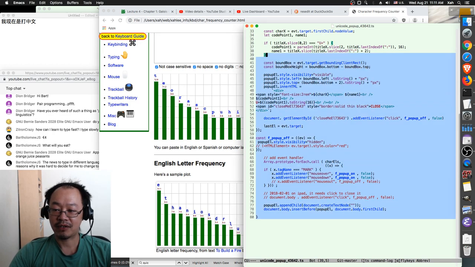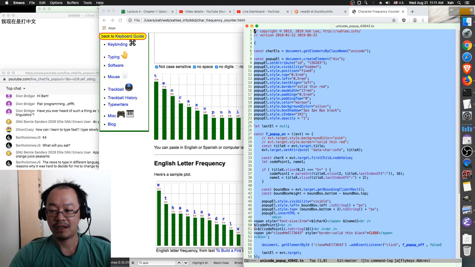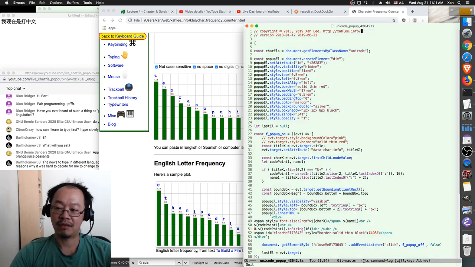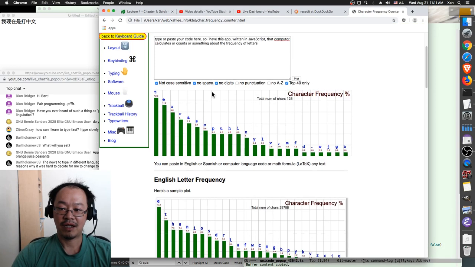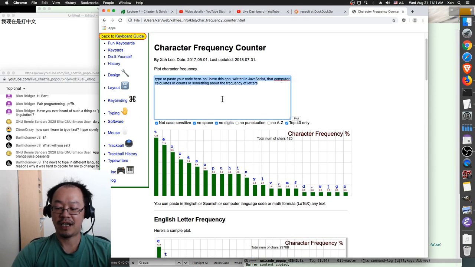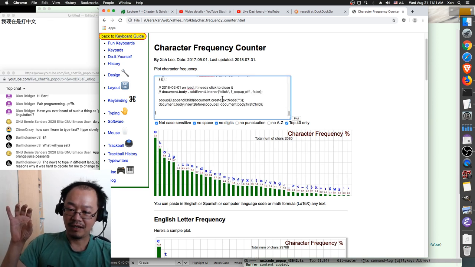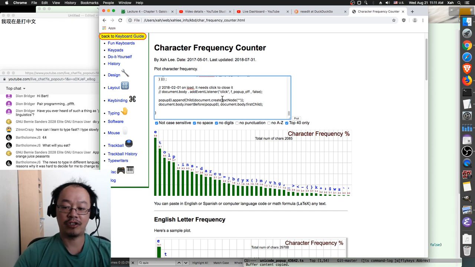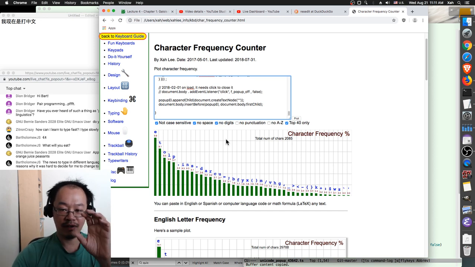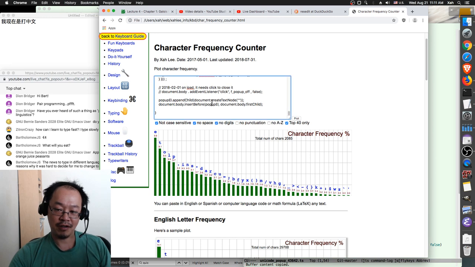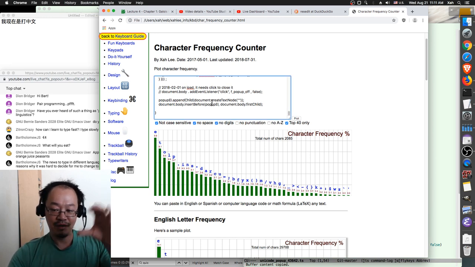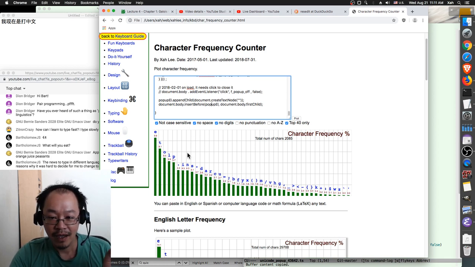So this is JavaScript code. Let's see. Okay, so copy the whole thing. So I can go here, select all, paste. Then you get the programming language statistics, you know, for whatever language you code in. C, JavaScript, Perl, Python, Ruby, whatever, Golang, you can see what characters it uses most often.